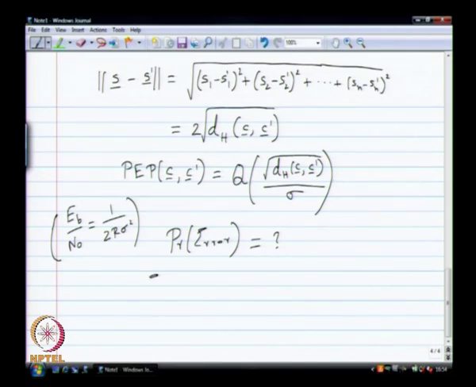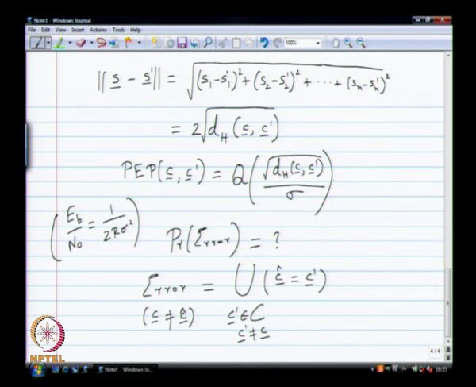The idea you use there is the error event that you have. What is your error event? C not equal to C hat. You can write it as a union of all the C prime in the code that is not equal to the transmitted code word C, of the events C hat equal to C prime. Remember it is a union and it is not a disjoint union.